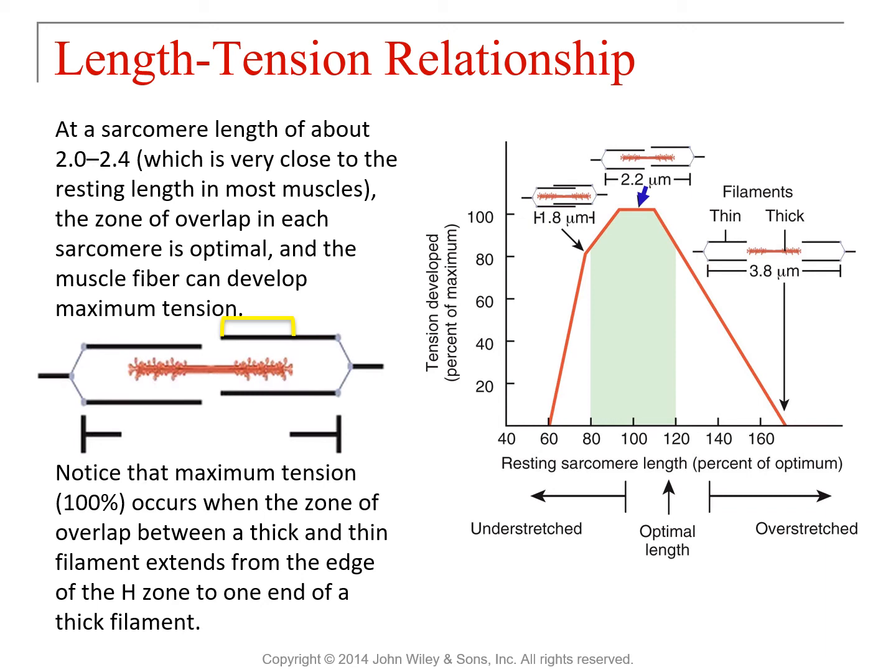Now I do want to point out, as you can see in the graph to the right, that there is a range to the optimal length. And so the optimal length actually occurs in that gray area, and I'm sorry, it's a little bit misaligned in here. The optimal length occurs in that gray area where you can generate the maximum amount of tension from about 80% of resting length to about 120% of resting length.